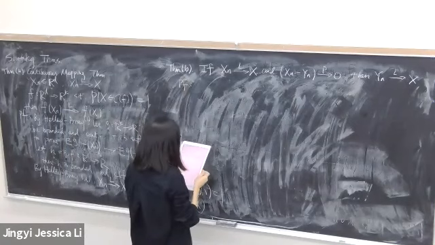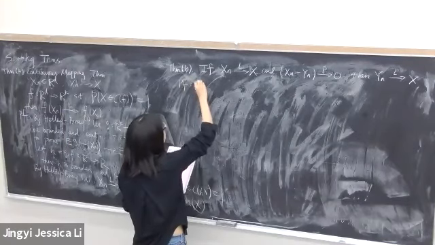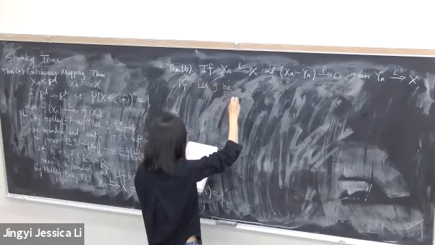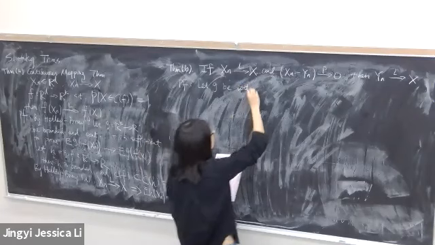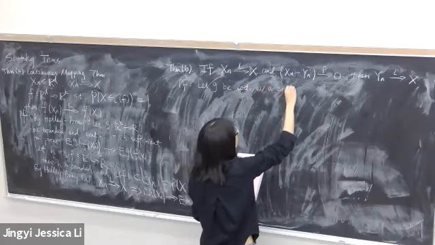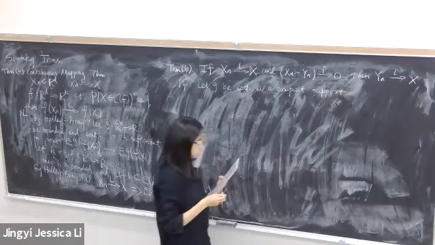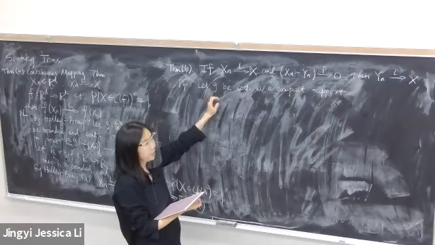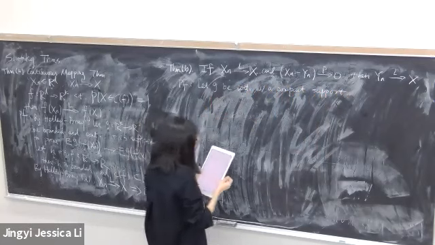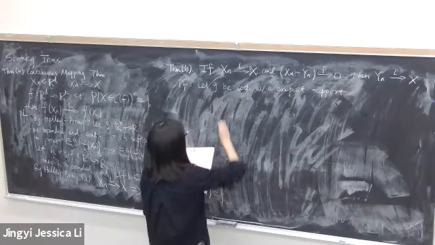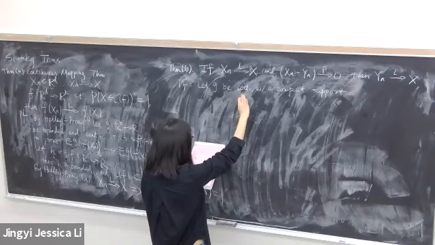So again, to prove this, we are going to use Portmanteau as well. For this one, we're just going to use Portmanteau statement B. So we're going to let g be continuous and have compact support. Outside of the compact set, its value is 0. With this, if we can show that the expectation of g(Y_n) converges to the expectation of g(X), we're done. Because this g is a special case of bounded continuous, we know this is uniformly continuous.